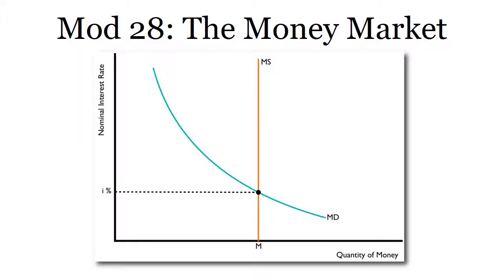Module 28 is about a new model and it has two names. It's either the money market or the liquidity preference model. It's all about money. And as you know, liquidity is the ability to turn an asset into cash or money. So, how much you prefer cash is all about money demand.